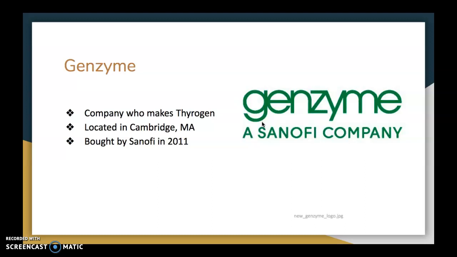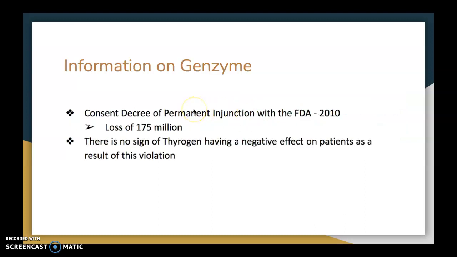Genzyme is the company that produces Thyrogen. They're located in Cambridge, Massachusetts, and they were bought by another company in 2011 called, I think it's called Sanofi. Don't quote me on that, but I think that's how you pronounce it. So I got a little bit of information on Genzyme.